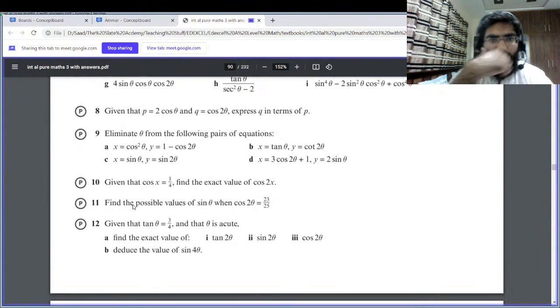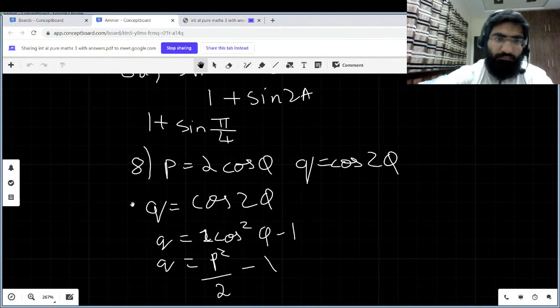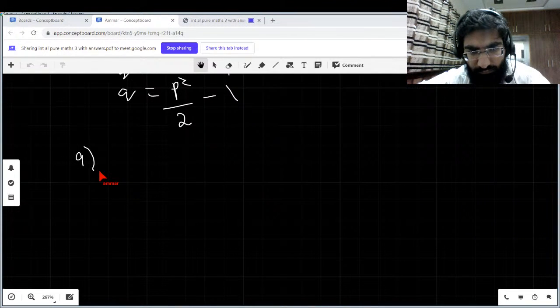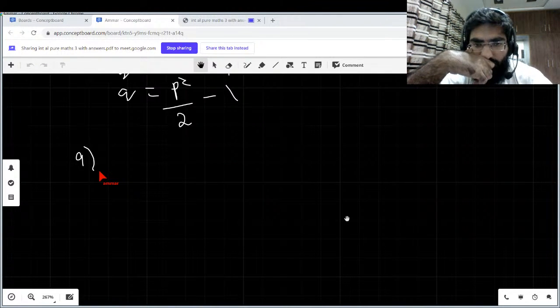9. Eliminate theta from the following pairs of equations. Okay, X is equal to cos square theta, Y. How would you remove theta? How are these equations? How to do the math? Can you do the first one? Tell me.